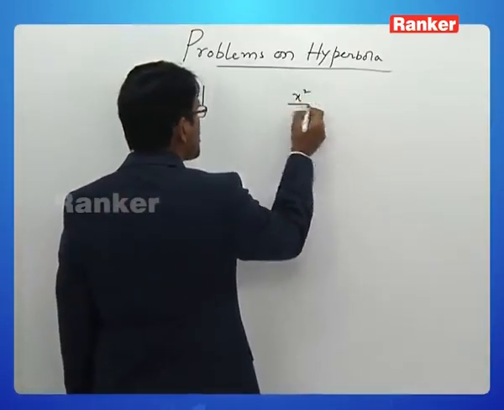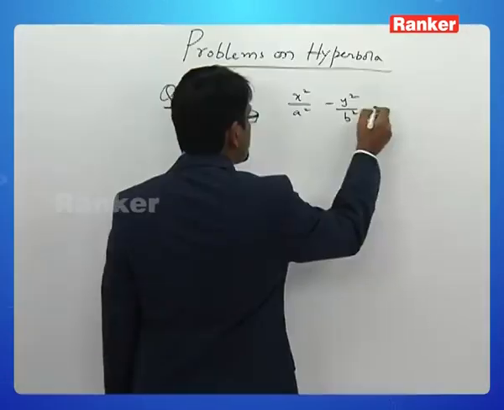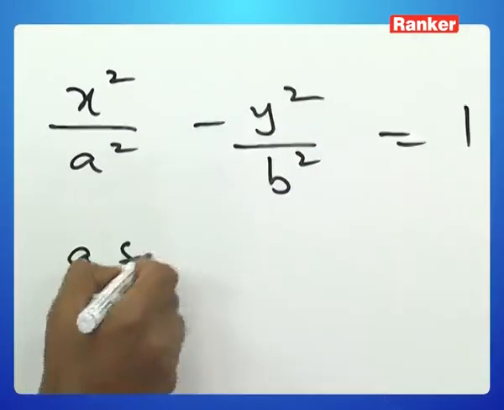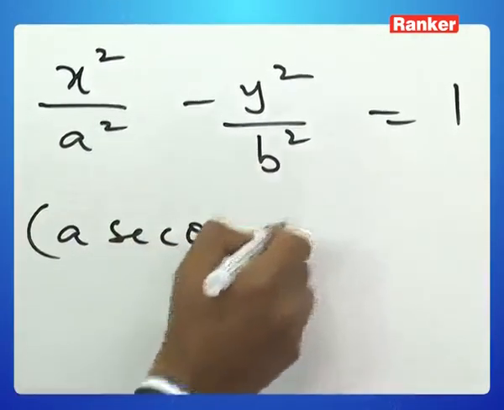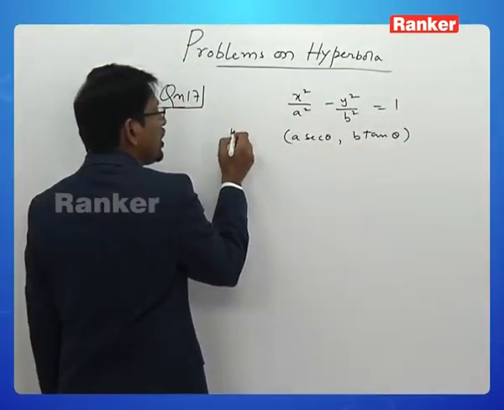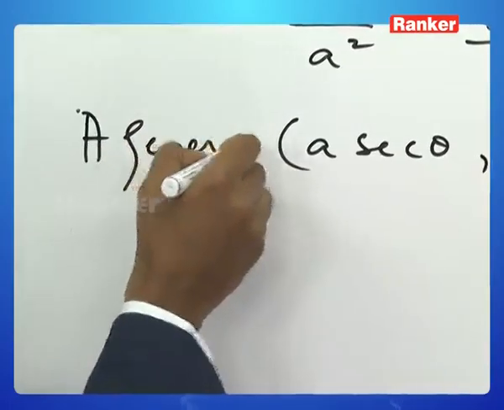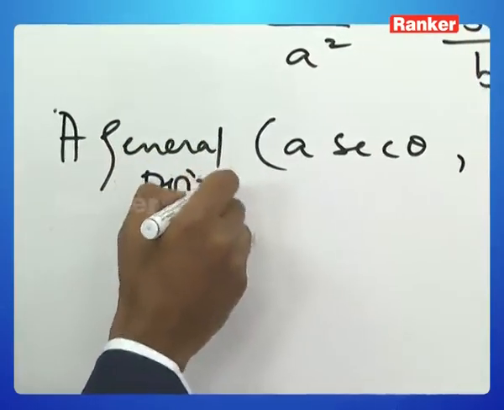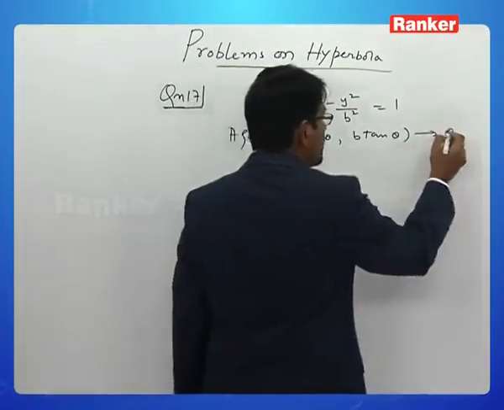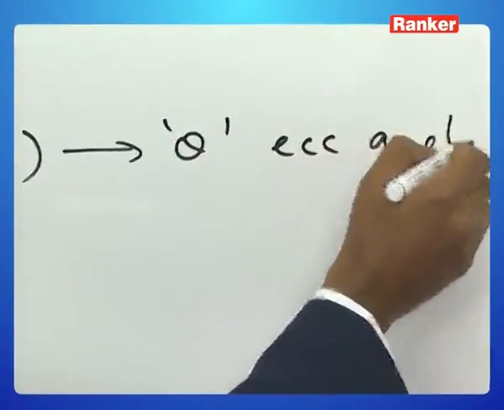Now x square by a square minus y square by b square equal to 1. Any point on it can be taken in the form of a secant theta comma b tan theta, a general point on the hyperbola. Here theta is called the eccentric angle.